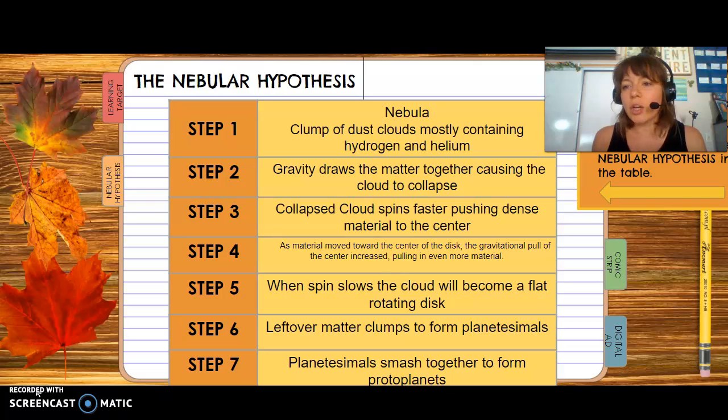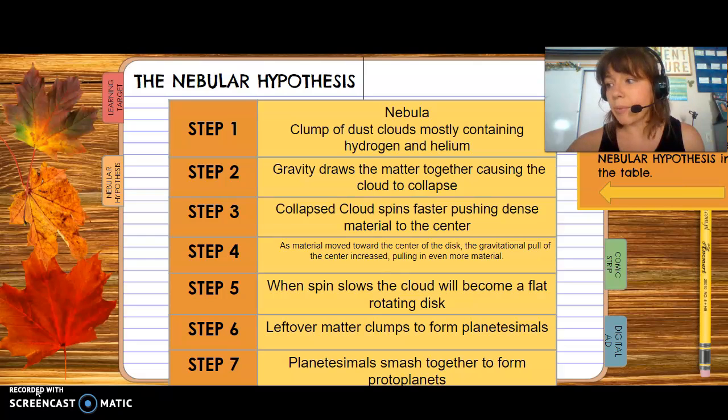So I'm just going to go over how to make a comic strip out of the steps that you outlined for the nebular hypothesis. Okay, so remember that this hypothesis is how scientists believe that our solar system was created. Our solar system includes the sun and all of the planets that orbit the sun, okay?